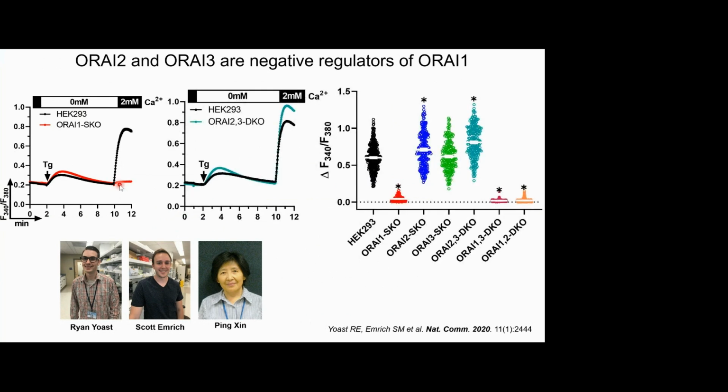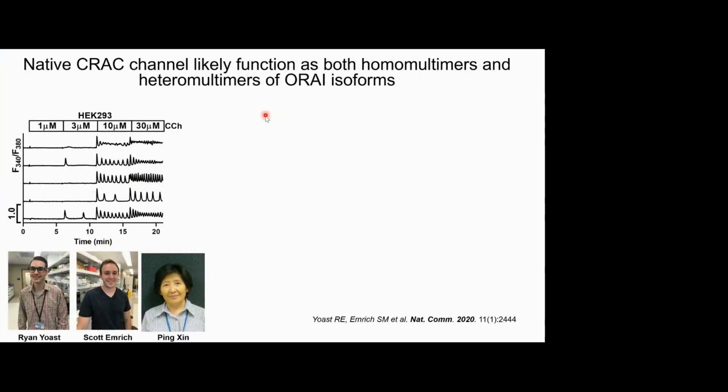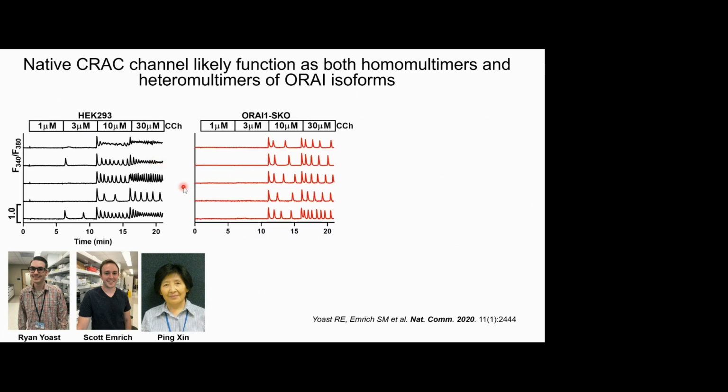But I'm oversimplifying the data here. If you knock out ORI2 or ORI3, or in this case the double knockouts, this signal actually increases. And so the conclusion from this is that ORI2 and ORI3 are negative regulators of ORI1 channels. And this is one of the pieces of evidence: you could take wild type cells and challenge them with increasing doses of carbachol, and then they start oscillating, but then they plateau at higher doses. This is the wild type cells. But if you take the ORI1 knockout, they just continue to oscillate with the same frequency, and they will never, ever show you a raised plateau because they don't have ORI1.